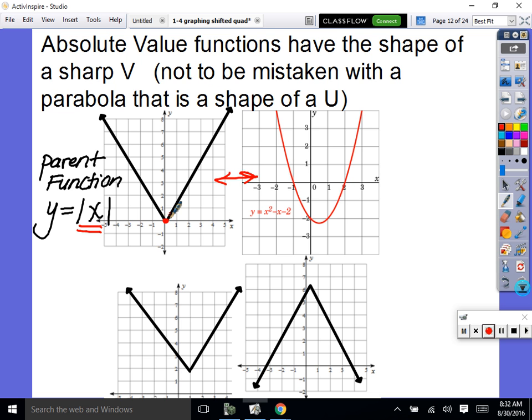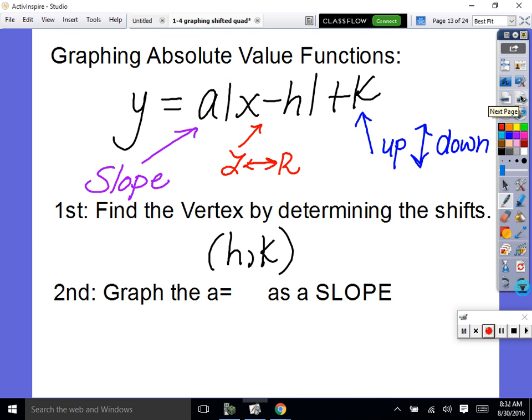Shifting works the same for all functions, you guys. So now that you know how to shift a quadratic, you know how to shift all functions. So let's talk about absolute values. You don't even need to write this down, just make notes. We still shift left and right, just like a quadratic. We still shift up and down, just like a quadratic. We still go opposite of left and right. We still stay the same width up and down. Does everybody understand what I'm saying? Shifting works the same. The only difference is this a value is not an acceleration, it's a slope.